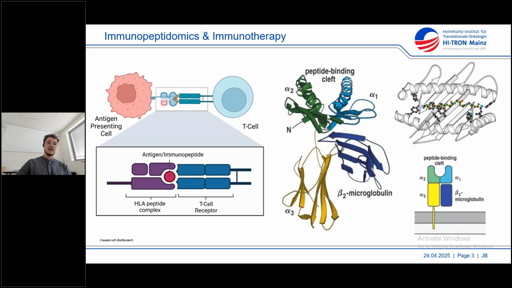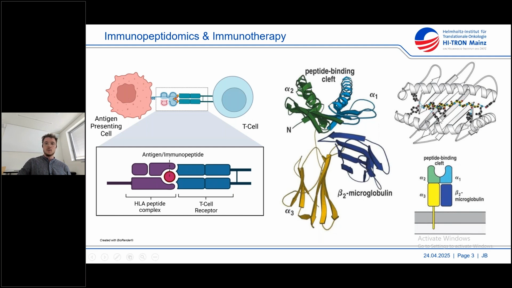So when you have a look at the structure of HLA-1 complexes or MHC-1 complexes, you will see that it's a heterodimer consisting of a heavy chain and beta-2 microglobulin, which is non-covalently associated to the heavy chain. This will be important for this method that I'm going to present, so please bear this in mind. On top of this heavy chain, you can find a peptide binding cleft that typically presents peptides in the range of 8 to 13 amino acids in length.